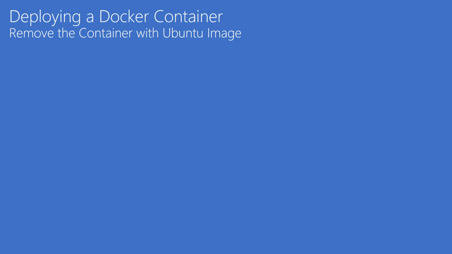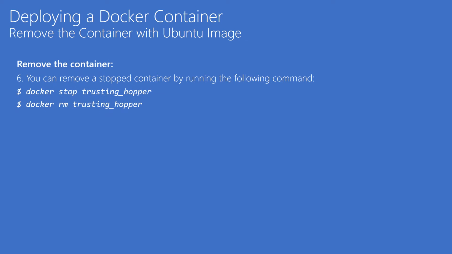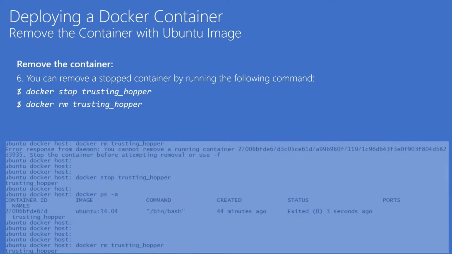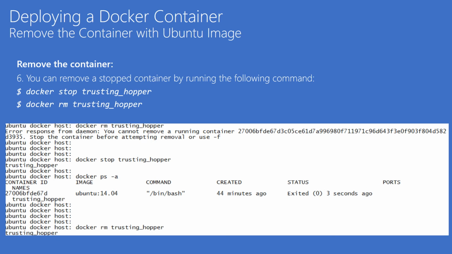To remove a container, we need to ensure that the container is first in a stopped state, and you can stop a container using the docker stop command. Once it's in a stopped state, you can then issue the docker rm command, which will remove the container from the Docker engine. But be aware, you've removed the container, but the image will still exist in the local Docker registry on your machine.